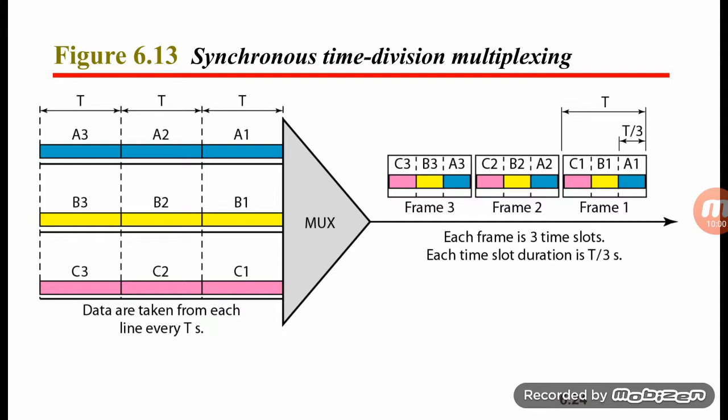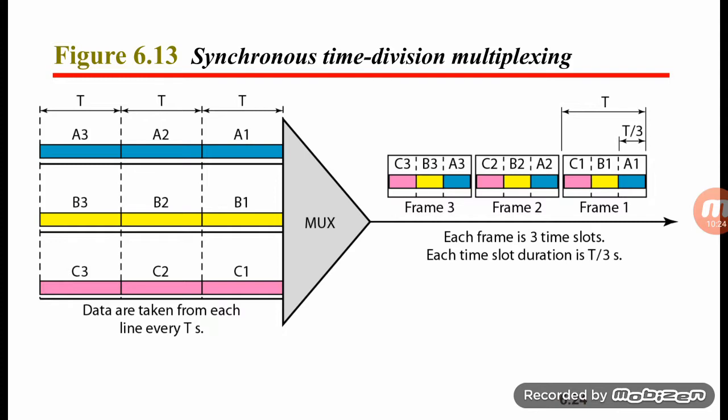The duration of each bit after it is multiplexed is reduced by the number of users. So this whole thing is t, but the individual time for each user is t by 3. If I have 4 users, it will become t by 4. If I have 5 users, t by 5, and so on. If you did this, you're going to need more bandwidth.